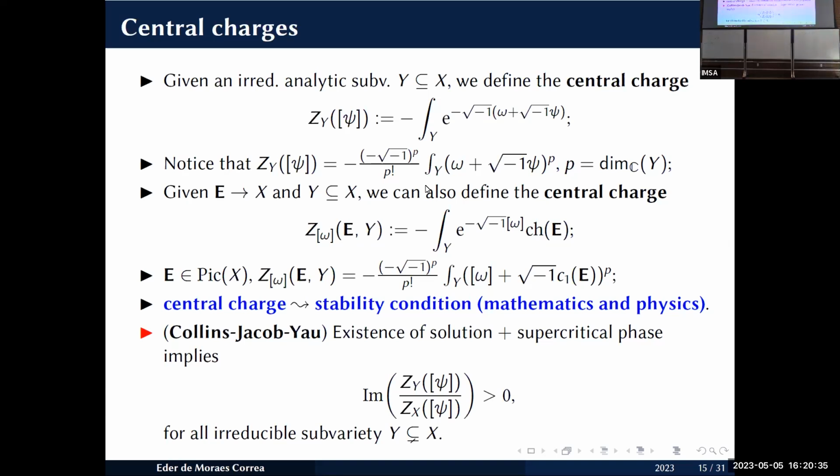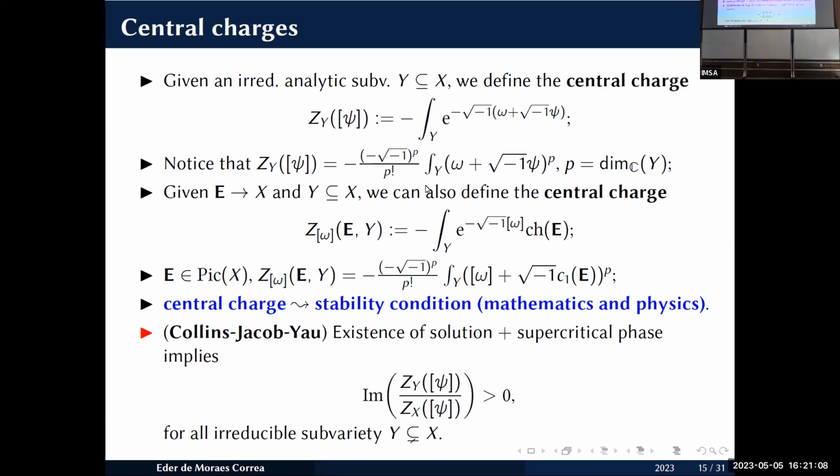In the particular case when we have a holomorphic vector bundle, we can also define a central charge in a different way. When E is a line bundle, we can go from one expression to another; it is the same thing. And the notion of central charge is related to the notion of stability, so it appears in the literature of mathematics and physics.